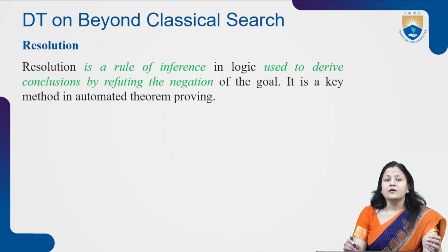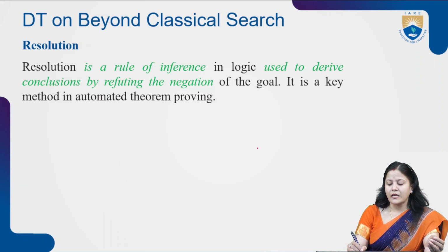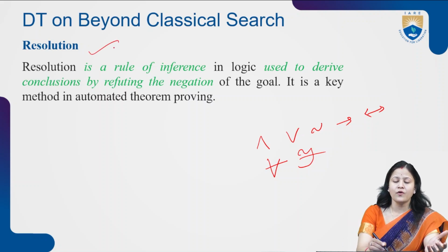Now, what do you mean by resolution? Resolution is a rule of inference in logic which is used to derive conclusions by refuting the negation of the goal. It is a key method in automated theorem proving. In first order predicate logic we use connectives like AND, OR, negation, implication, even double implication, as well as quantifiers like for all and there exists. If the problem statements, rules or facts are too complex, then we can go for resolution.